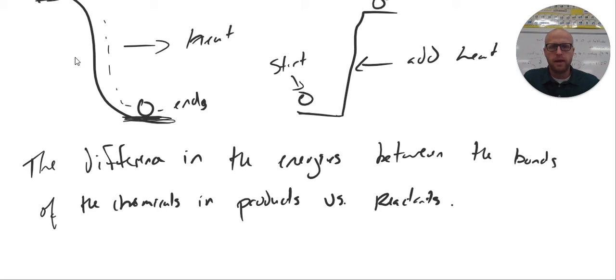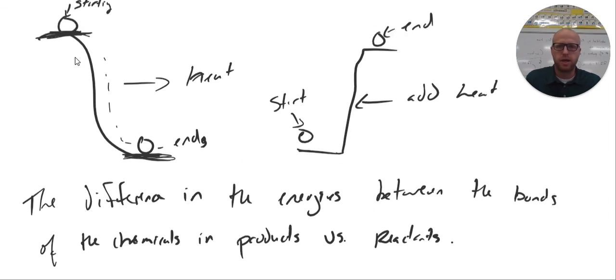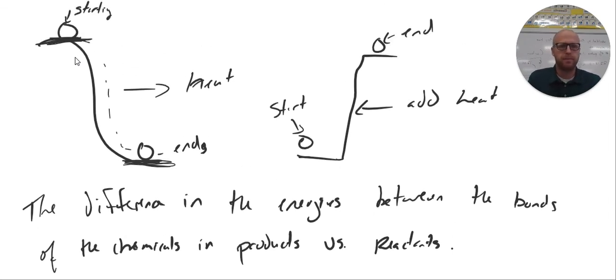Are the bonds more stable, so at a lower potential energy, in my products or in my reactants? And then how do I get the heat to flow from the system based on the breaking and making of those bonds? Right? So that's kind of a little recap of that, and we'll talk about that tomorrow over our Zoom session.